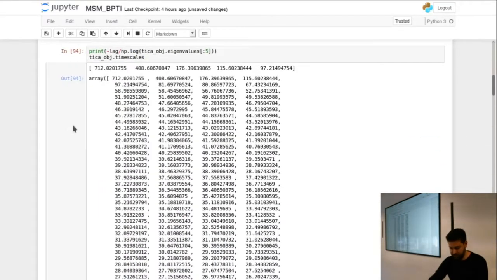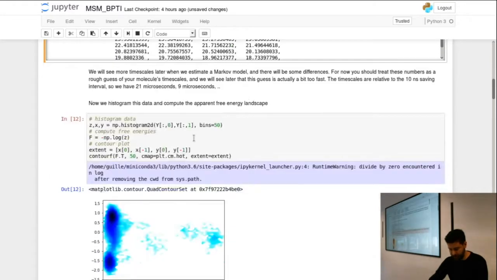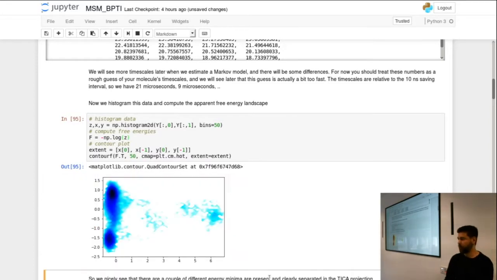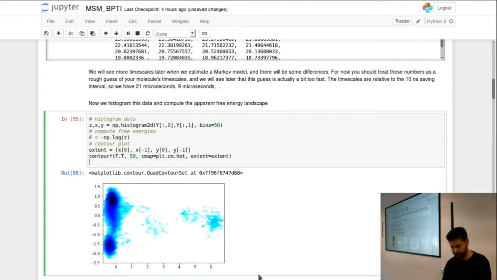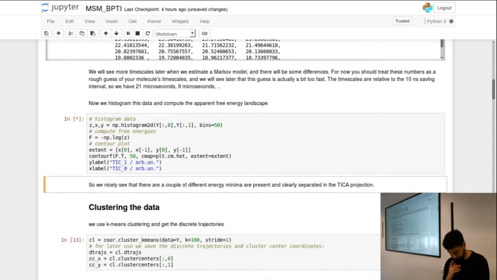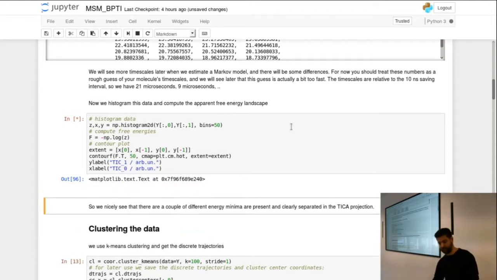Okay, so we have TICs, we have the timescales, and now we're just going to histogram those data. I'm hoping everybody's clear on what a histogram is. I'm just going to put the labels here. Okay, TICs don't have units, and this is the free energy surface.